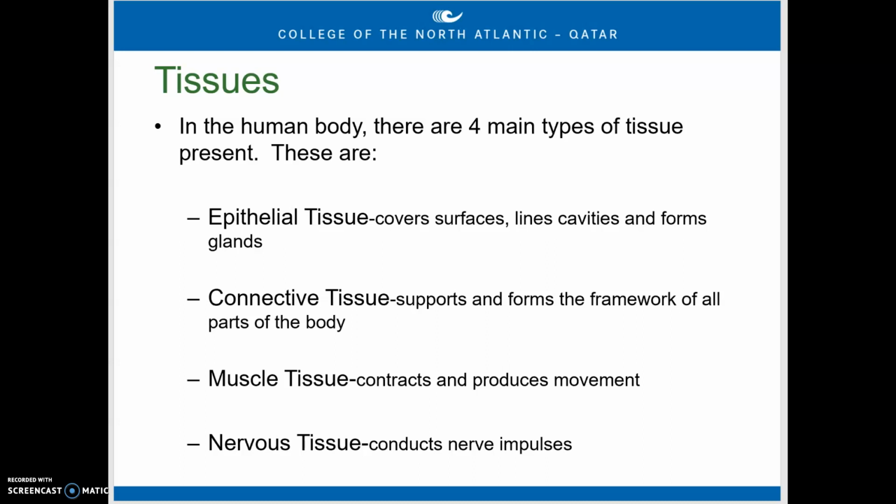The second tissue is the connective tissue, and this is a supportive type of tissue. It forms the framework for all parts of the body. It helps hold the body in place in a lot of situations. It provides a lot of structure, a rigid framework for muscles to work against, and so on and so forth.